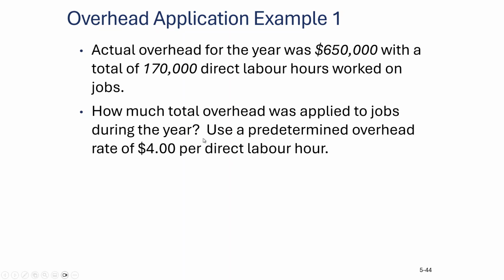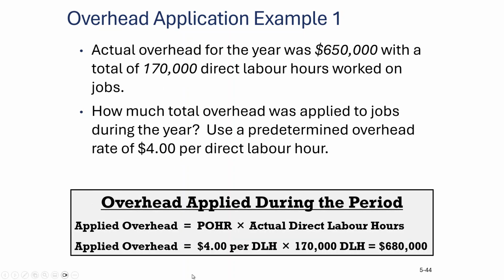So based on that, I can calculate how much was applied. The applied should be 170,000, which is the actual hours, times 4. So $4 per direct labor hour times the actual labor hours, which is 170,000. So we applied 680,000. Okay. So now tell me, is it over applied or under applied?